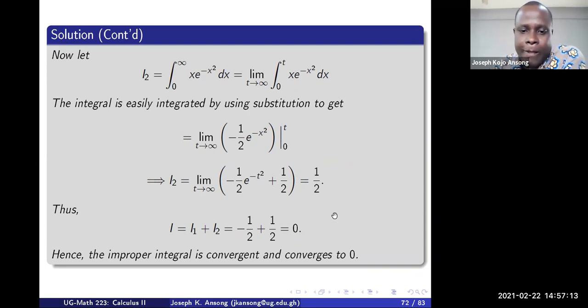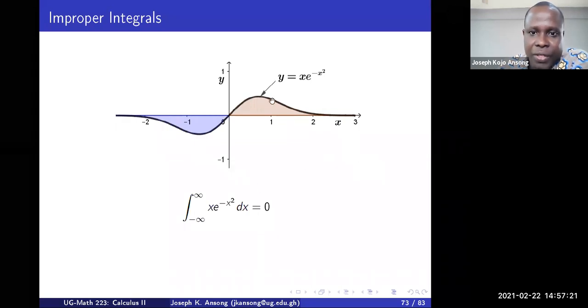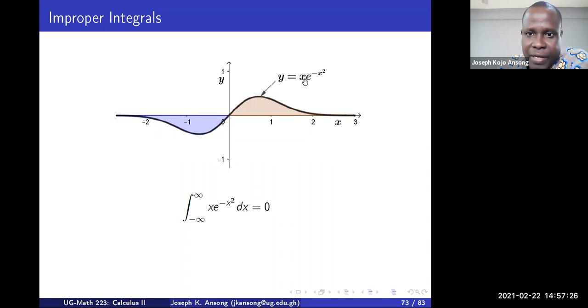Why is it 0? Now, if you plot this expression here, then you see why the integral goes to 0. So this is the expression from negative infinity to infinity. The function is x e to the negative x squared.